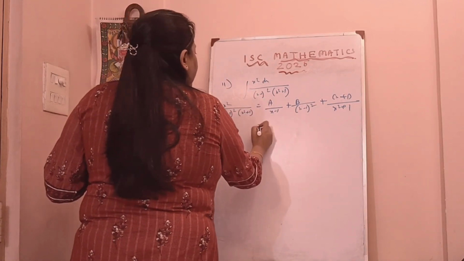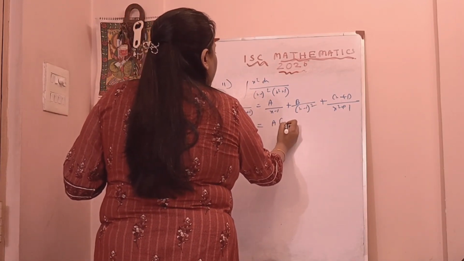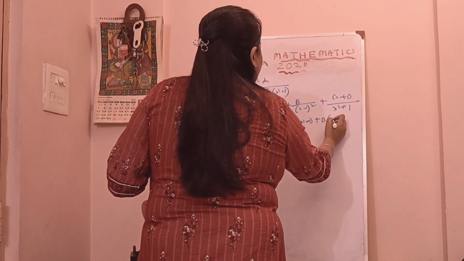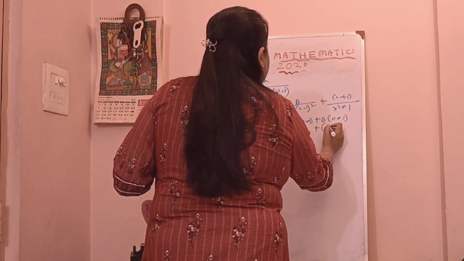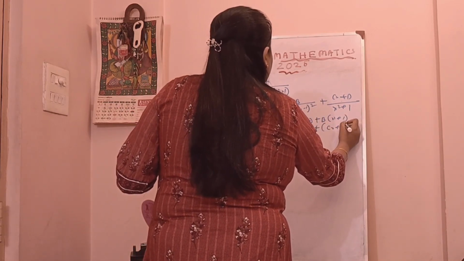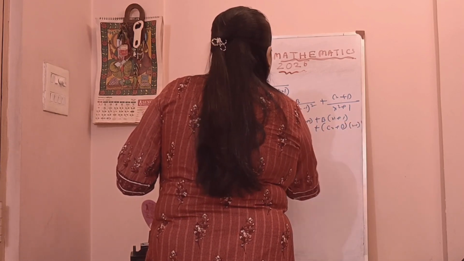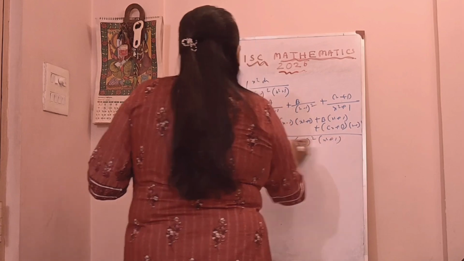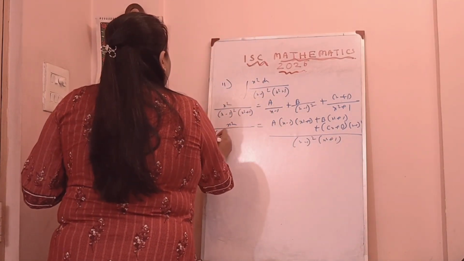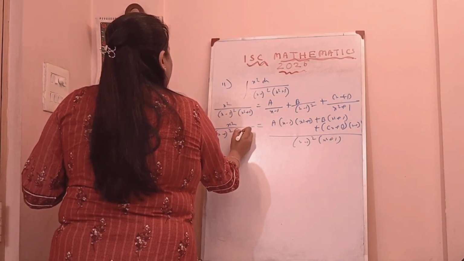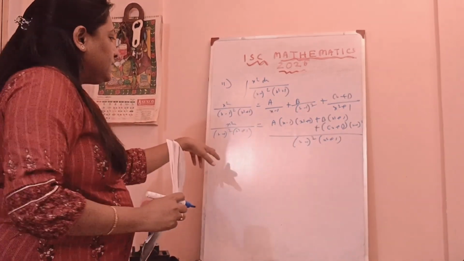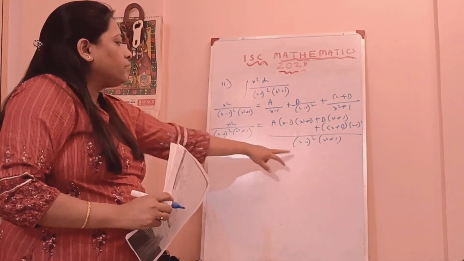So you have to take the LCM. Then it should be a(x minus 1)(x square plus 1) plus b(x square plus 1) plus (cx plus d)(x minus 1) whole square, over (x minus 1) whole square (x square plus 1). So it should be x square divided by (x minus 1) whole square (x square plus 1). Now you have to compare both sides. Then on the left hand side, the denominator will be cancelled.